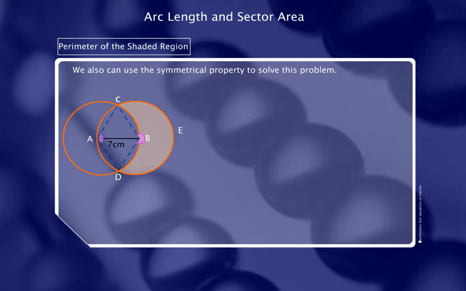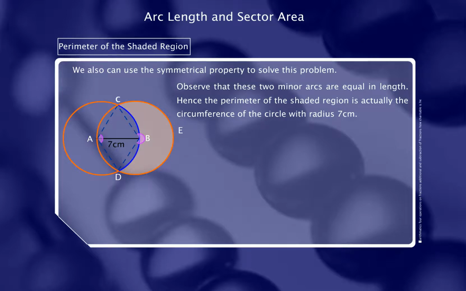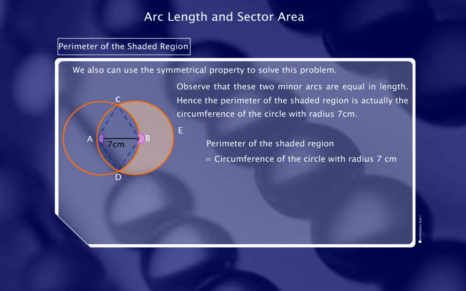We can also use the symmetrical property to solve this problem. Observe that these two minor arcs are equal in length. Hence, the perimeter of the shaded region is actually the circumference of the circle with radius 7 centimeters.